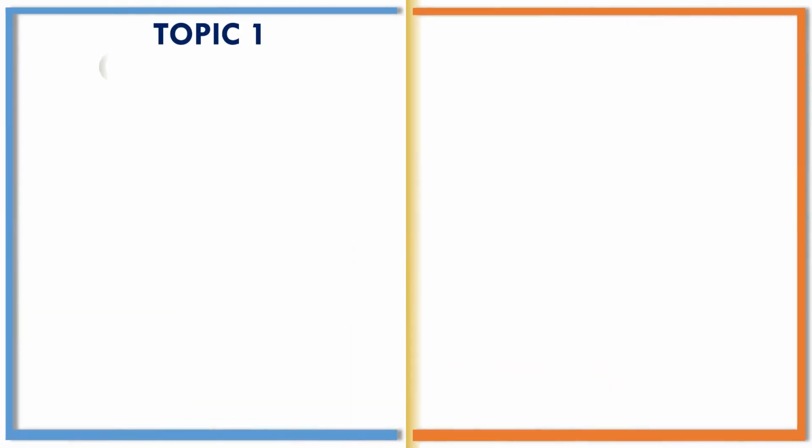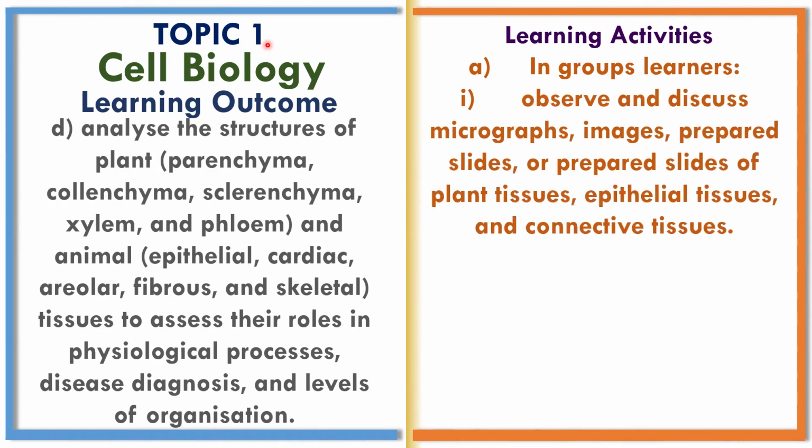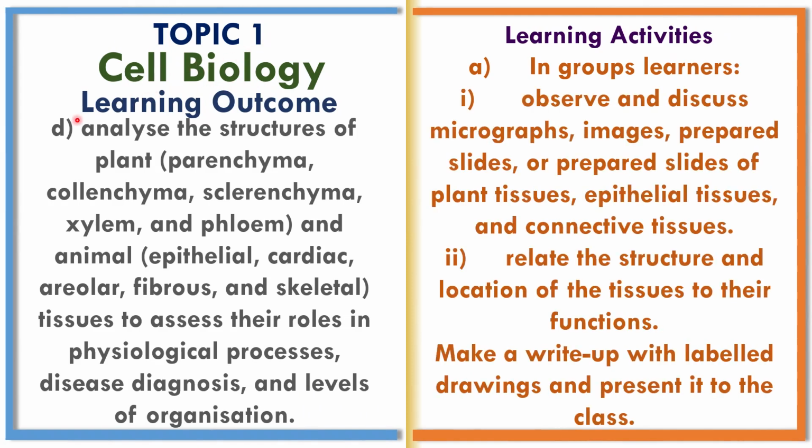Thank you for participating in Topic 1, cell biology, our learning outcome D. Analyze the structure of plant, parenchyma, collenchyma, sclerenchyma, xylem and phloem, and animal, epithelial, cardiac, areolar, fibrous, and skeletal tissue to assess their roles in physiological processes, disease diagnosis, and level of organization.